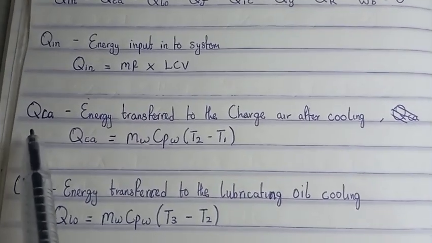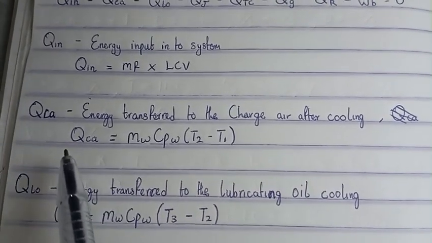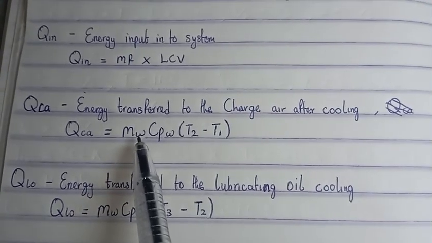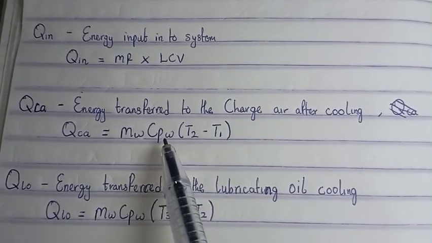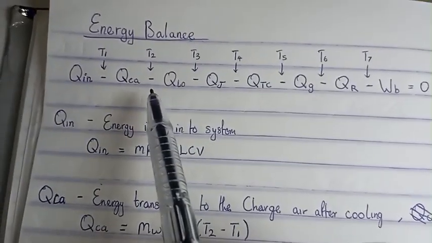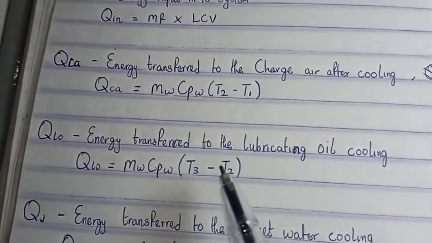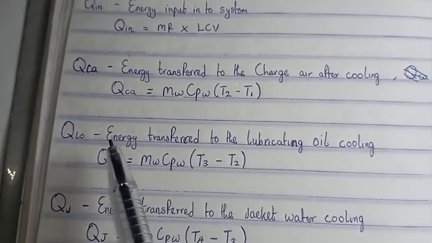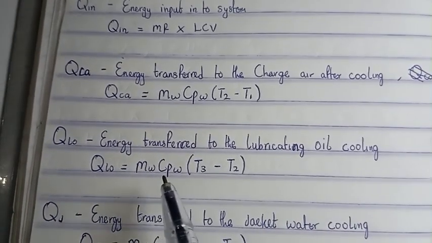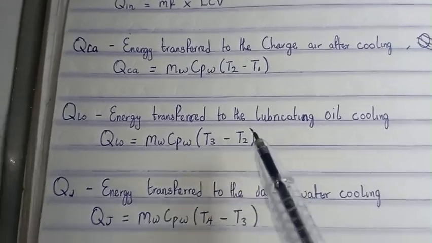Now you have your energy transferred to the charged air after cooling. Now this is equal to QCA is equal to the mass flow rate of water times the specific heat of water, open bracket, your T2 minus your T1. Remember, I have it here. This is the exit temperature minus the inlet temperature. Okay, so we have your energy transferred to the lubricating oil cooling, that is QLO is equal to MW CPW, specific heat of water, times T3 minus T2.